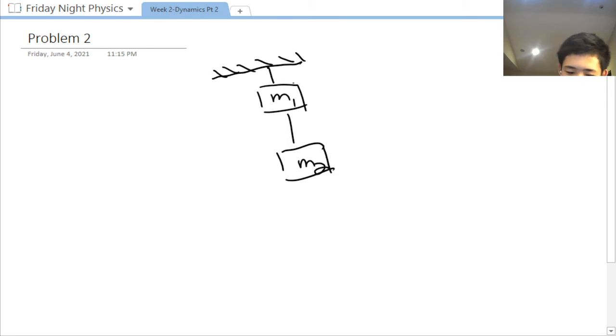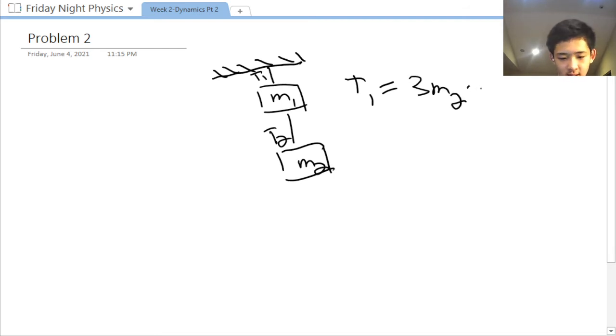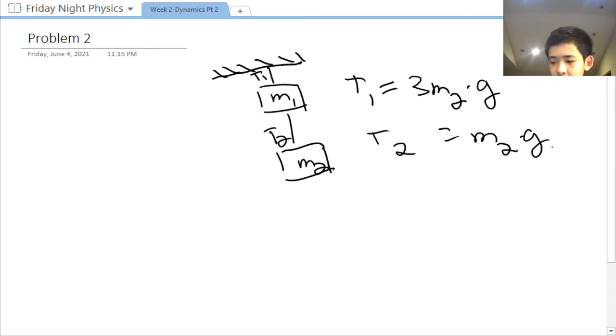And so T1 and T2 are the tensions of these two strings. We know that T1 has to support both of their masses, so it's equal to 3 M2 times g, the force of gravity, and T2 only has to support M2's mass, so it's equal to M2 times g.